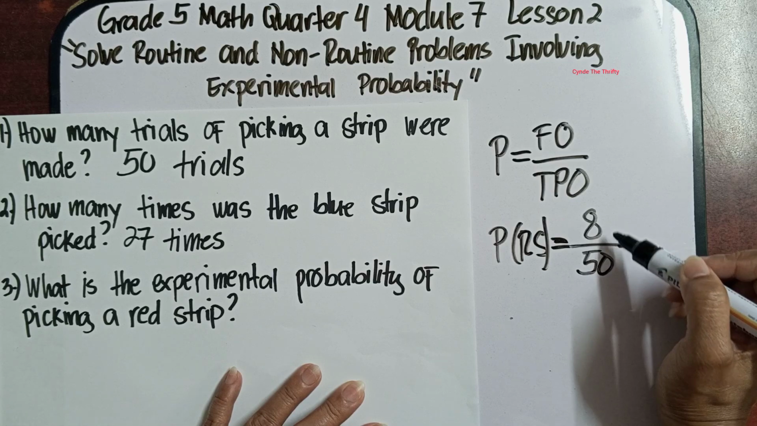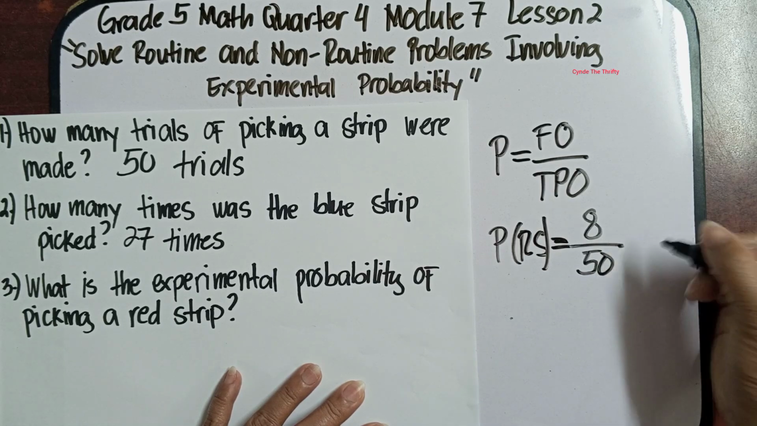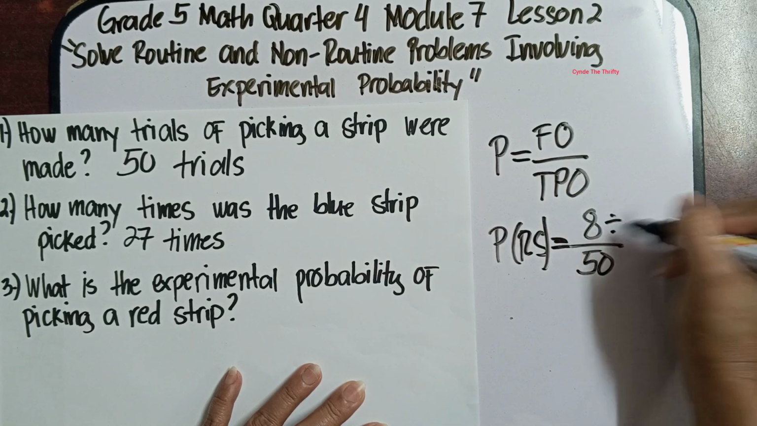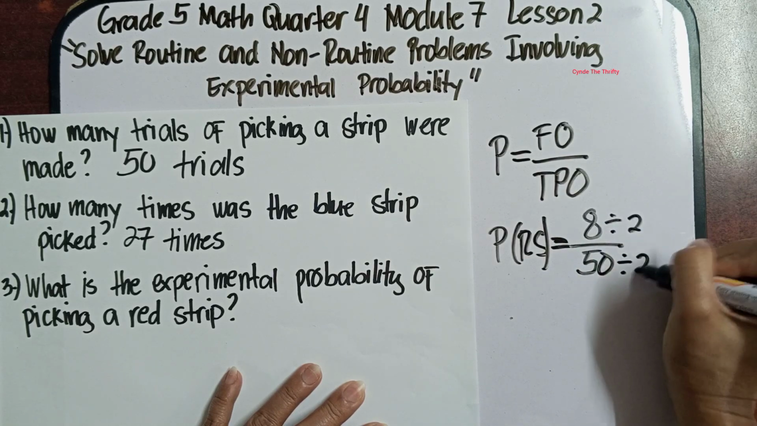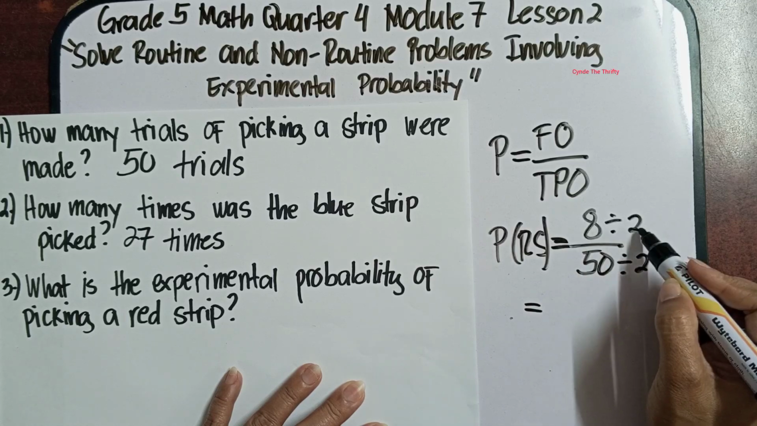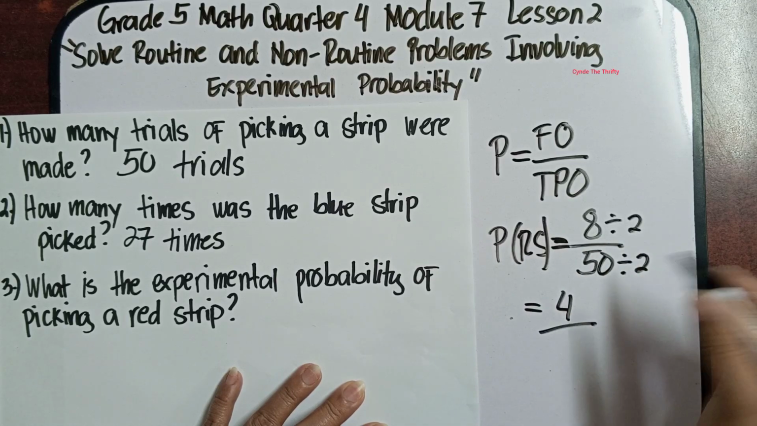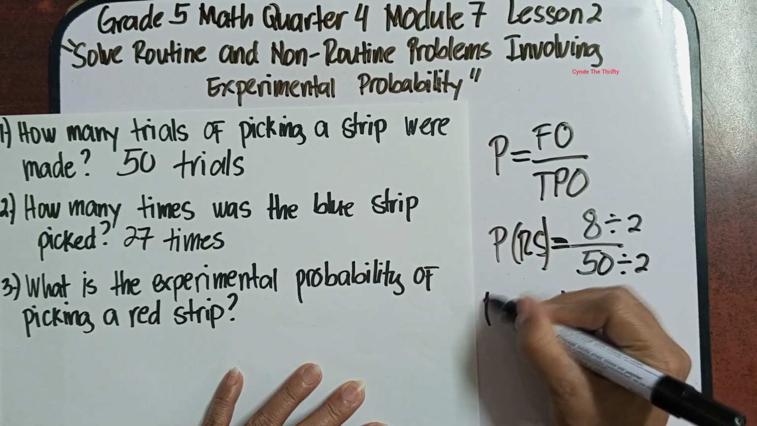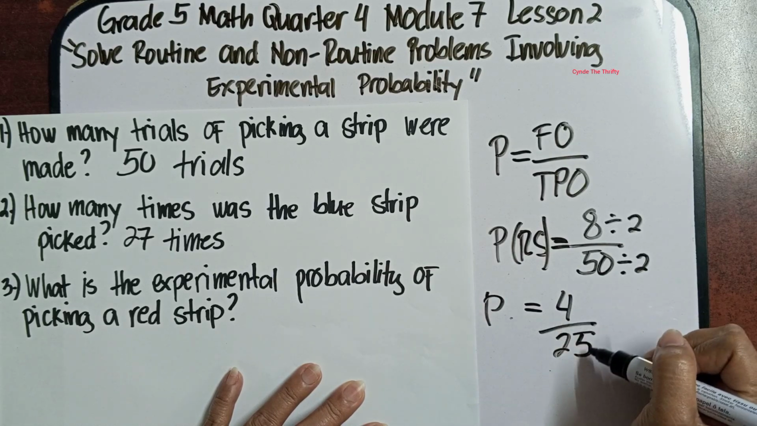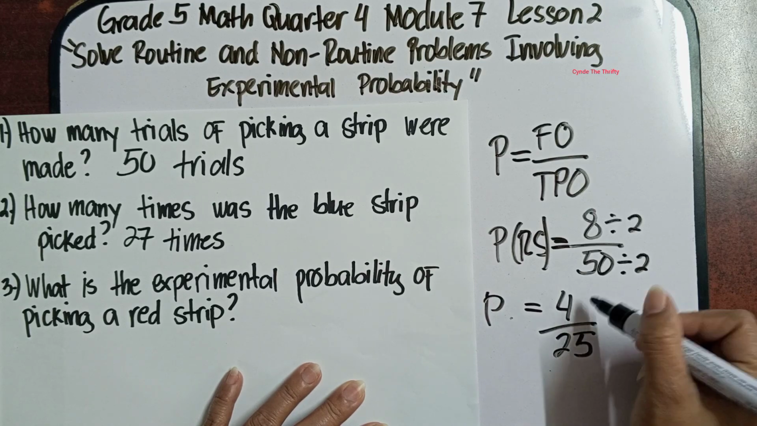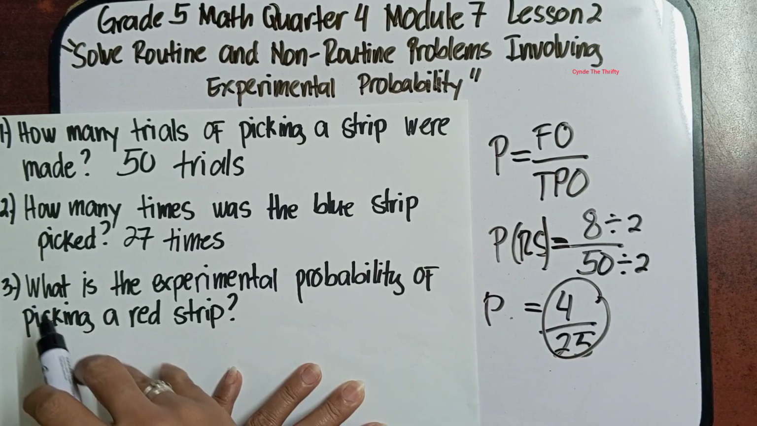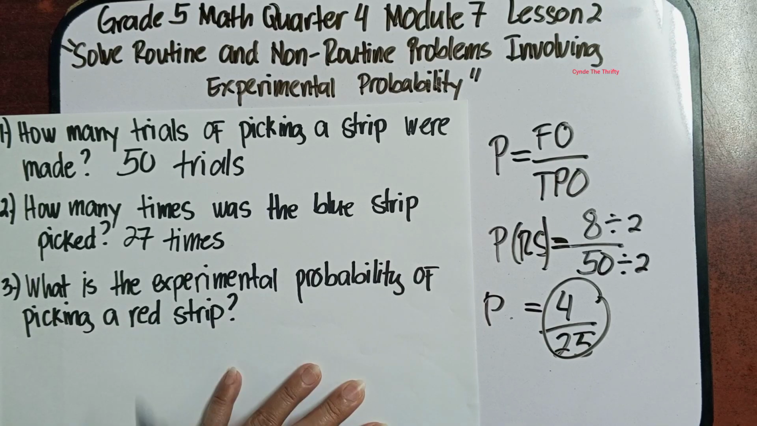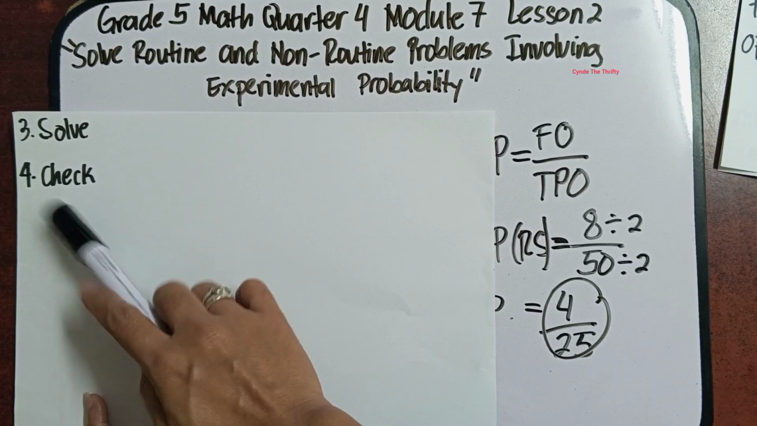Pero, ang sagot natin, kailangan natin siyang i-reduce into lowest term. So, si 8 at si 50, pwede natin siyang ma-divide sa 2. So, i-divide natin sila pareho sa 2. Equals, 8 divided by 2 is equal to 4 over 50 divided by 2 is equal to 25. So, ang probability natin is equal to 4 over 25 or 4 of 25. So, ito na yung sagot natin sa ating question number 3 na what is the experimental probability of picking a red strip.